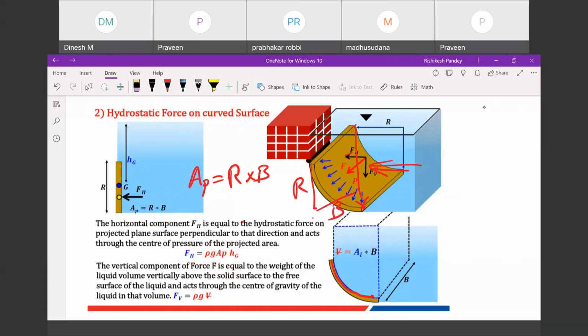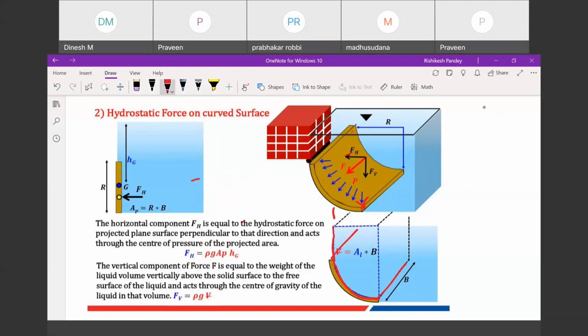So this is how you can calculate the horizontal component of the hydrostatic force. Okay, now how to calculate the vertical component? To calculate the vertical component, what you will have to do is simply calculate the weight of the fluid above this curved surface.